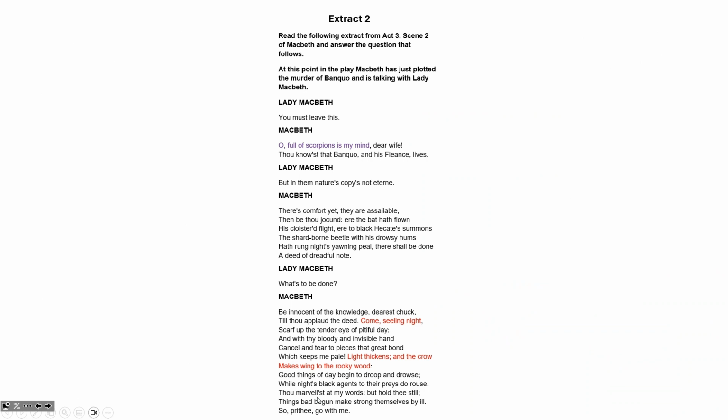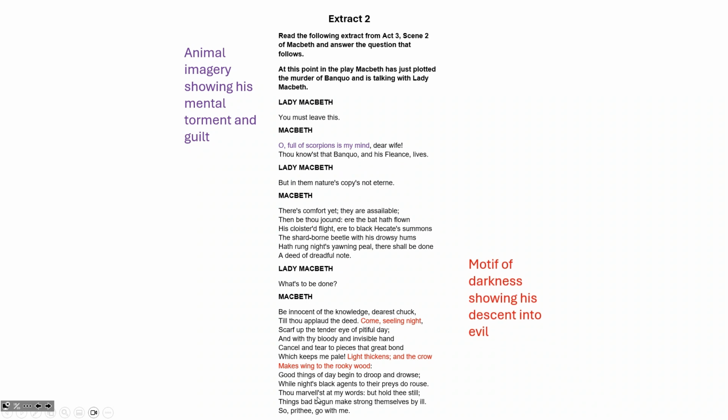Let's look at how I would annotate Extract 2. "Oh, full of scorpions is my mind." Well, Shakespeare's using animal imagery here, showing Macbeth's mental torment and guilt he feels. Notice the use of evil animal imagery as well, as Macbeth's character is changing for the worse. We've got scorpions, we've got bats, we've got beetles in this. We've got a motif of darkness, showing his descent into evil: "Come, sealing night." "Light thickens and the crow makes wing to the rooky wood."